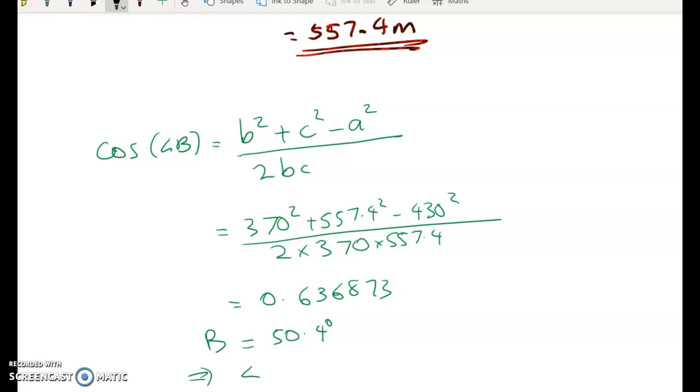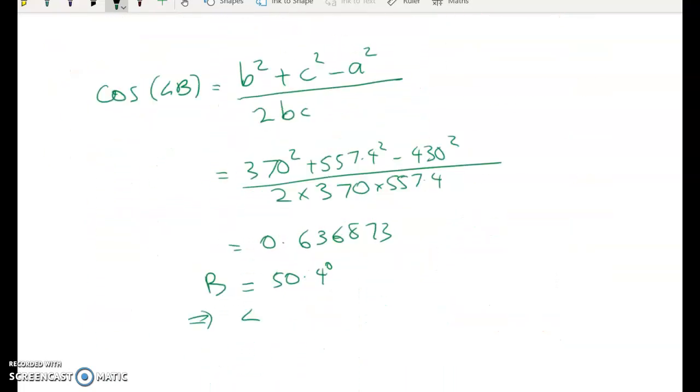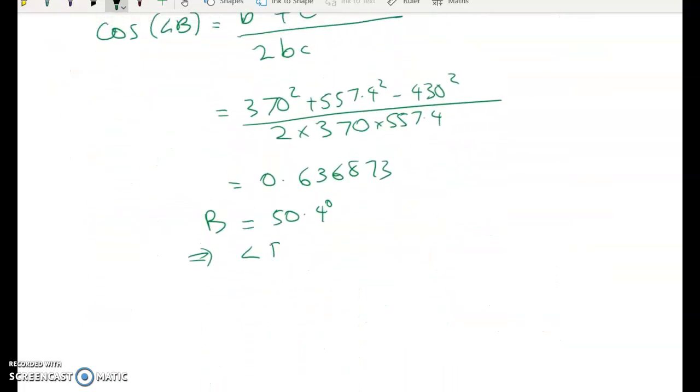And that means the other angle, angle D, which we should really call, let's call it with three letters, CDB or BDC, angle BDC is equal to 180 minus 88 minus 50.4, which gives me 41.6 degrees. So now we've got that triangle to work with.